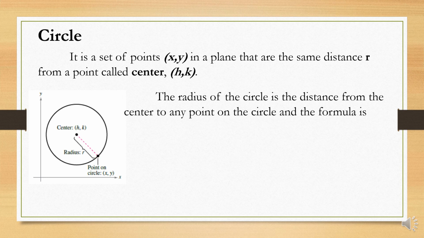Now the radius of the circle is the distance from the center to any point on the circle, and the formula is the square root of the quantity x minus h squared plus the quantity y minus k squared is equal to r. It follows the distance formula.